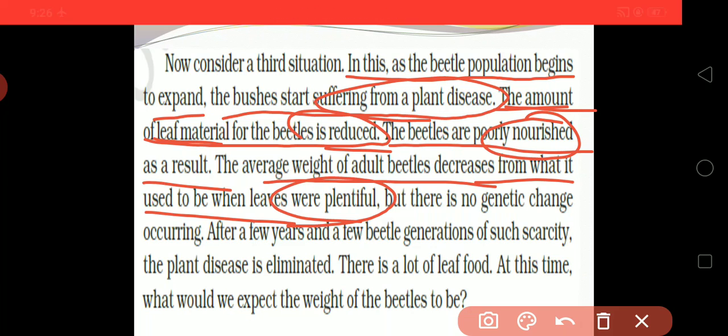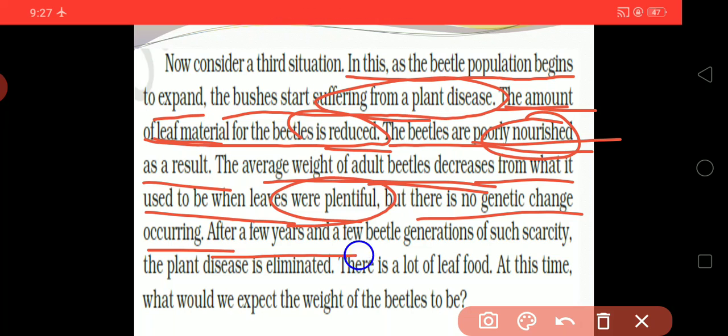So here in this case you can see that a plant is suffering from a certain disease, and due to which the beetle will not get a sufficient amount of nutrition or nourishment, and due to which its weight is very less, but there is no genetic change occurring.